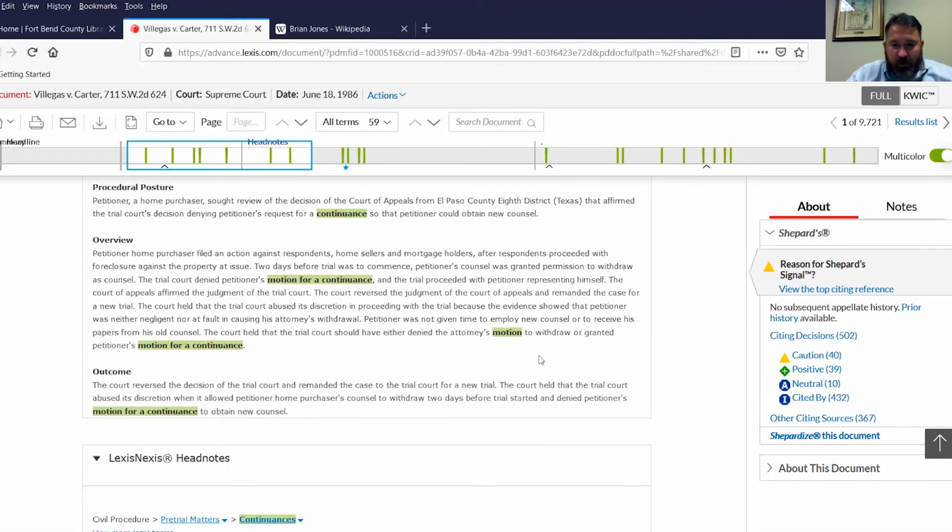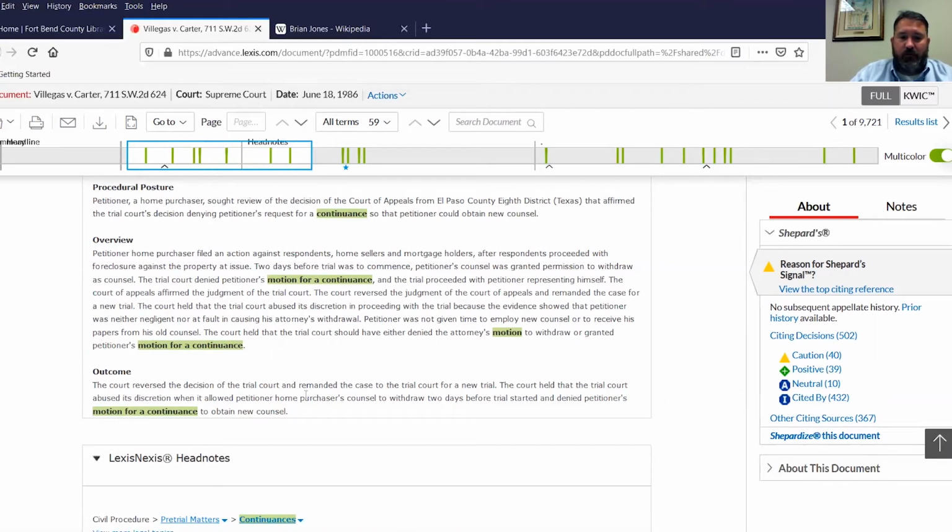Talking about the court held that the trial court abused its discretion when it allowed the petitioner's counsel to withdraw 2 days before trial and then also denied their motion for continuance to obtain new counsel. And that kind of goes to, this is my knowledge of motions for continuances, as I dealt with them many times in my career, in general, the standard that the court is under in judging a motion for continuance at the trial court level is abuse of discretion. So the court has a lot of discretion in their management of their court and the management of their docket and the moving of cases towards trial.